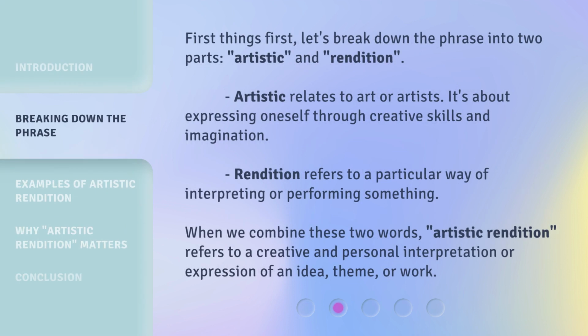First things first, let's break down the phrase into two parts, artistic and rendition. Artistic relates to art or artists. It's about expressing oneself through creative skills and imagination. Rendition refers to a particular way of interpreting or performing something. When we combine these two words, artistic rendition refers to a creative and personal interpretation or expression of an idea, theme, or work.